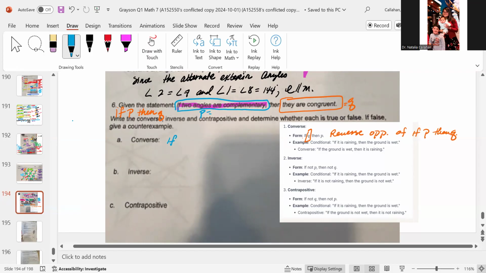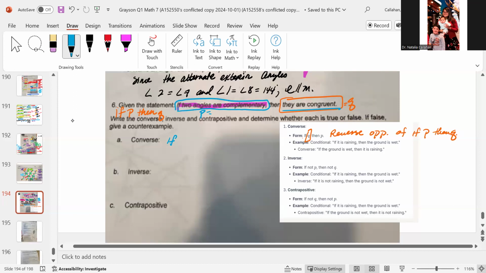No, if Q, then P. What is the Q statement? Q is equal to what? No. If the angles are complementary, that is P. Q is they are congruent. So here, converse is if Q, then P. So what is Q?